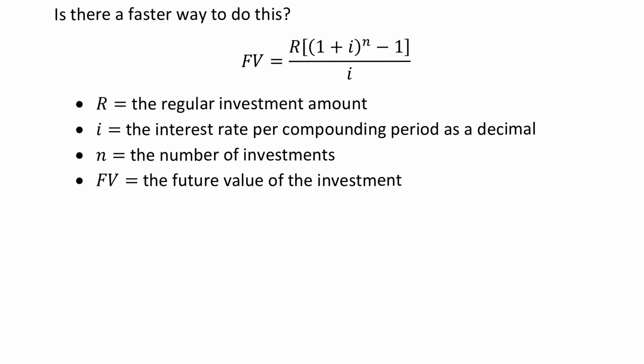But there is a formula to give us our values. Let's go ahead and see if it works. R is $100. That's how much we were investing. The number of investments was 5. The future value, we're pretty sure, was 563.71, but we'll want to check that in the formula.